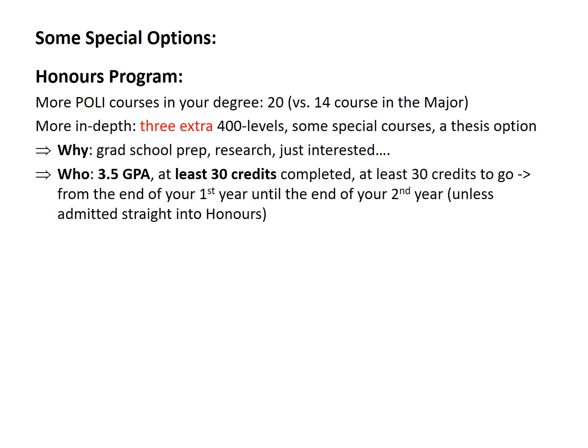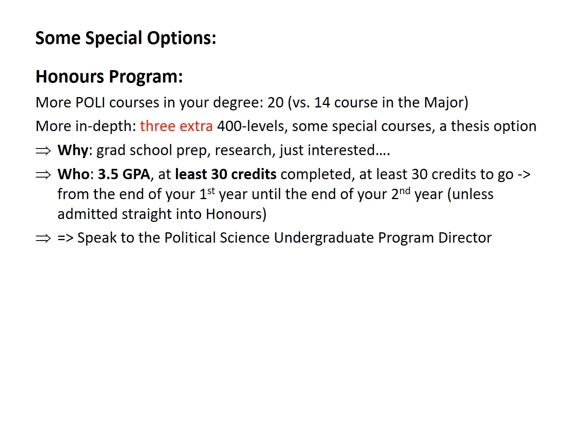The requirement is a 3.5 GPA and the completion of at least 30 credits and at least 30 credits left in the student's program. If you would like to know more, speak to the Political Science Undergraduate Program Director.